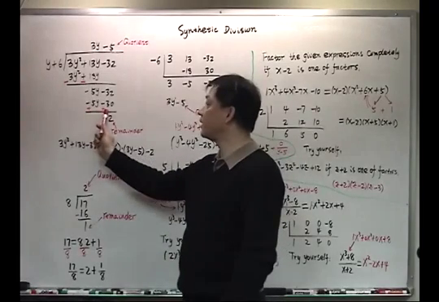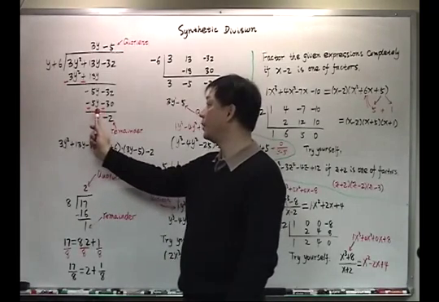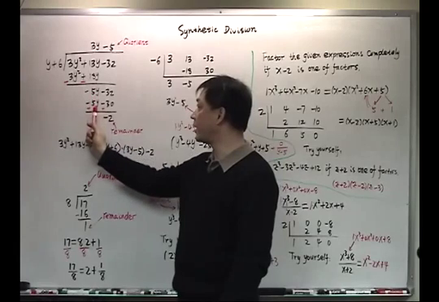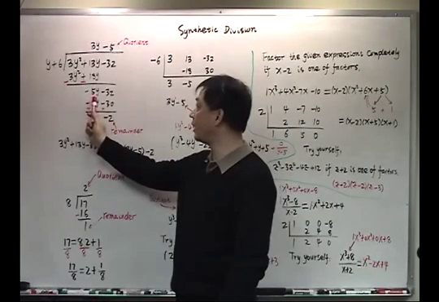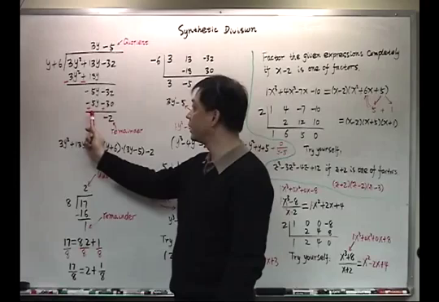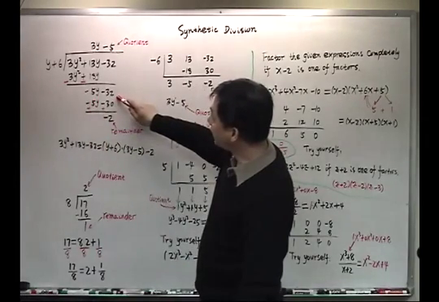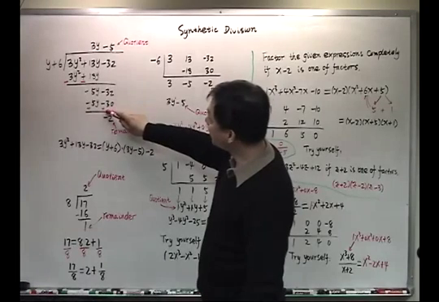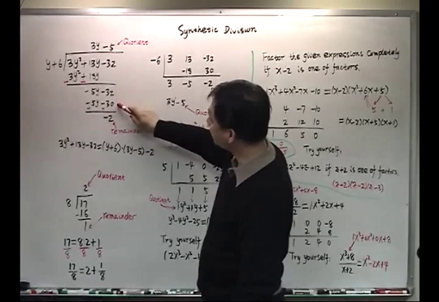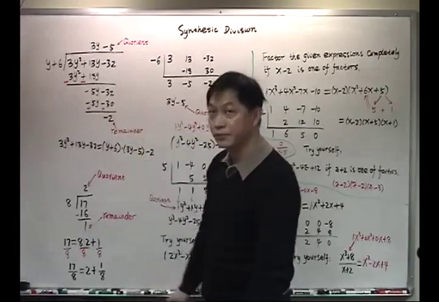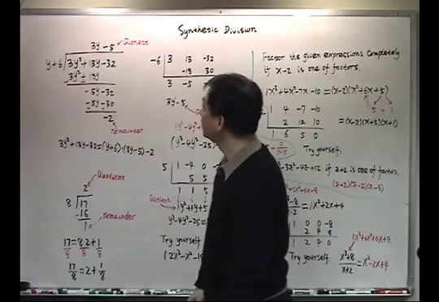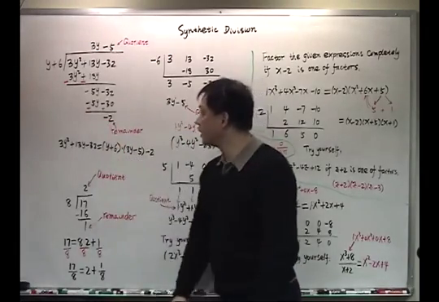Switch the sign downstairs, and then add upstairs and downstairs. You can see negative 5y and positive 5y cancel each other. Negative 32 plus 30, add together, you have a negative 2. Okay? So this negative 2 is the remainder.